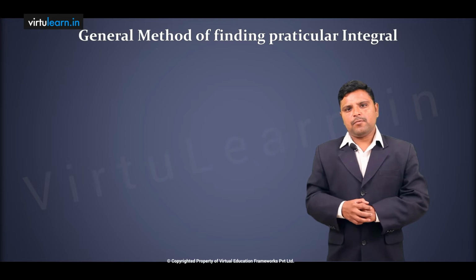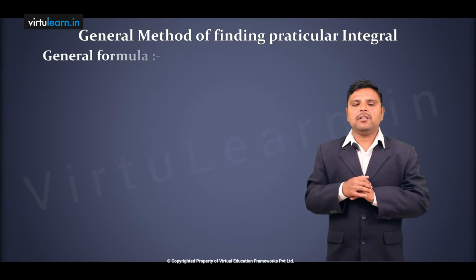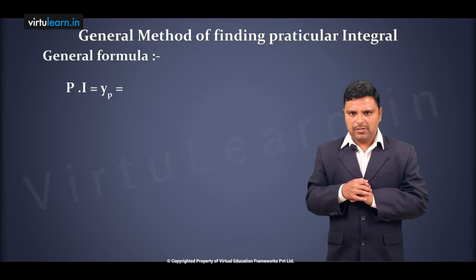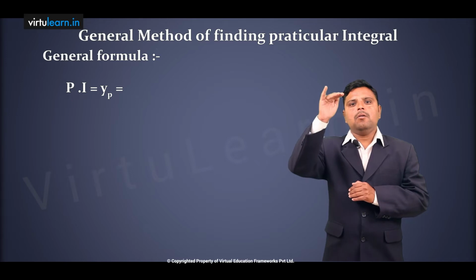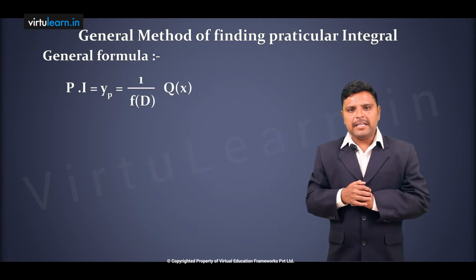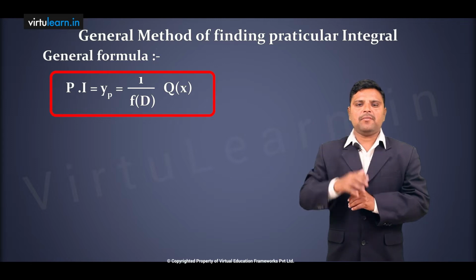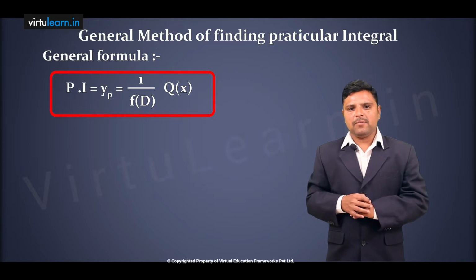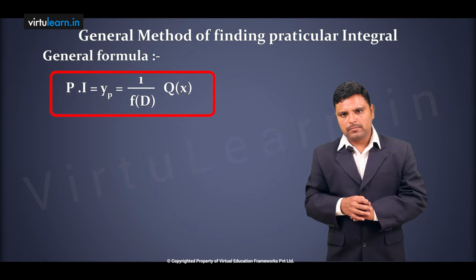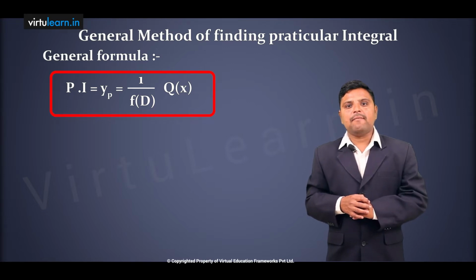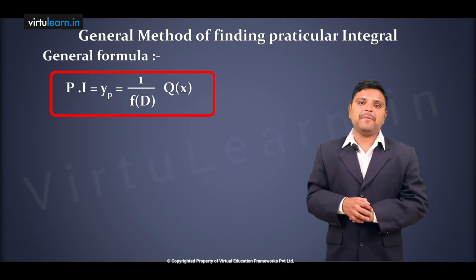Suppose you want to calculate the particular integral. The general formula of the particular integral is 1 by f of D into q of x. This is the general formula of the particular integral. Therefore yp equals PI equals 1 by f of D into q of x. Here D is nothing but capital D.